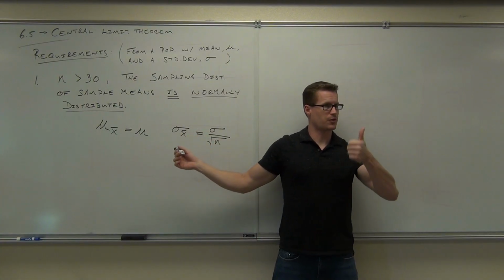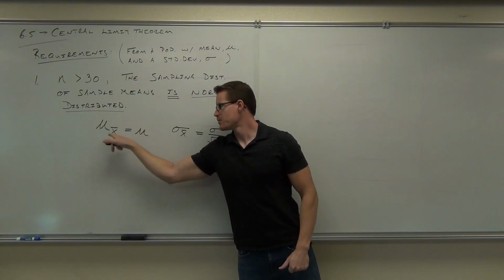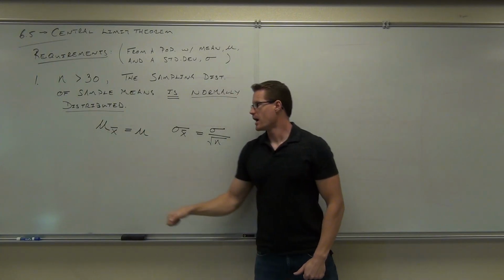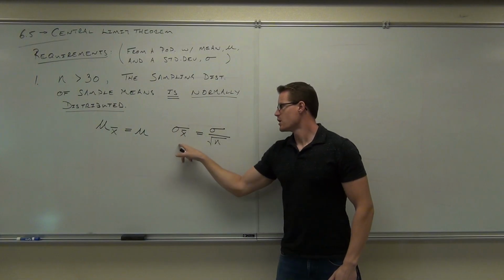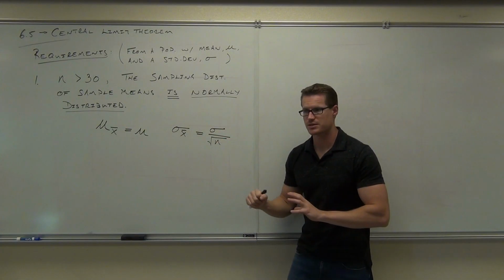If my n is greater than 30, I know that the average of my sample means will equal the average of the population. I know my standard deviation of the sample means will equal the standard deviation of the population divided by the square root of n, which is based on the sample size.